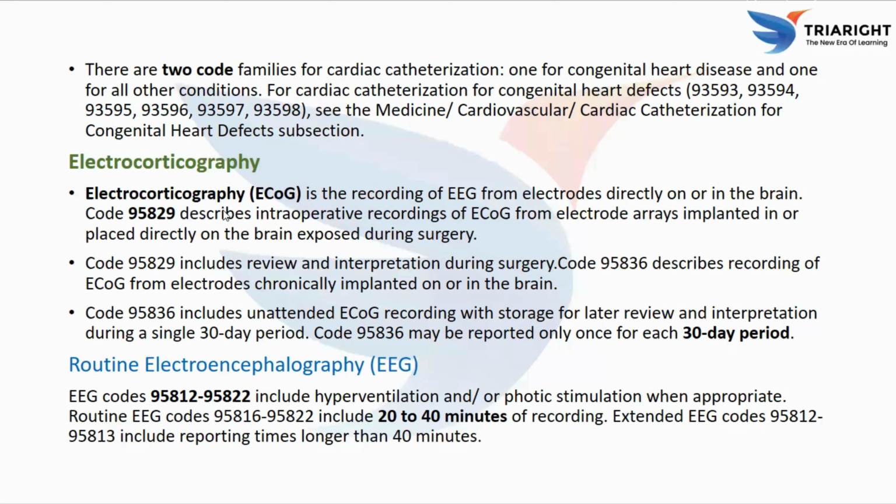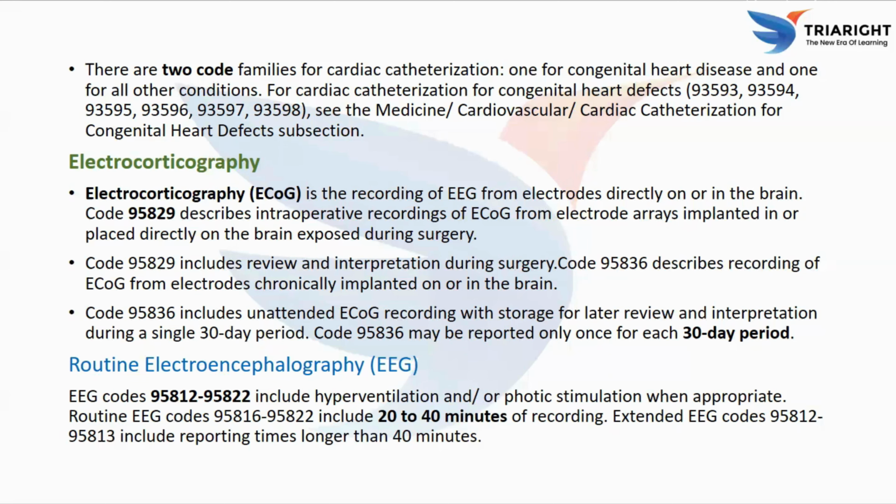And electrocorticography. So what is ECoG? It's a type of EEG. Electrodes are placed directly on or inside the brain. It provides very high resolution brain electrical activity. It is commonly used in epilepsy surgery and brain tumor surgery.